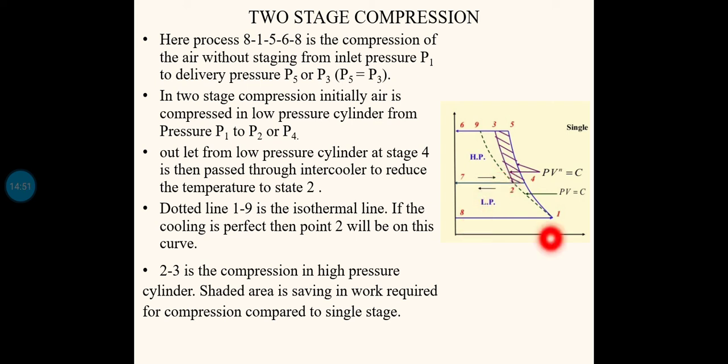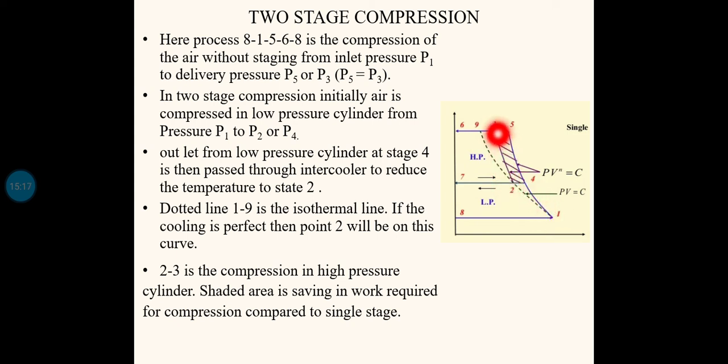Okay, I think this PV diagram is very important. 1 to 4 is the first stage compression, 4 to 2 is the intercooling, 2 to 3 is the second stage compression. So 1 5 is the direct single stage compression. For comparison purposes I have drawn this line 1 5. Actually 1 5 will not be there. 1 4 2 3 6, like this the PV diagram will be there in the two stage compression.